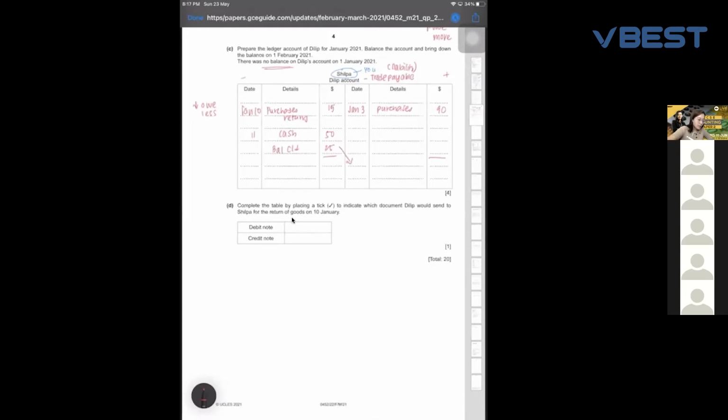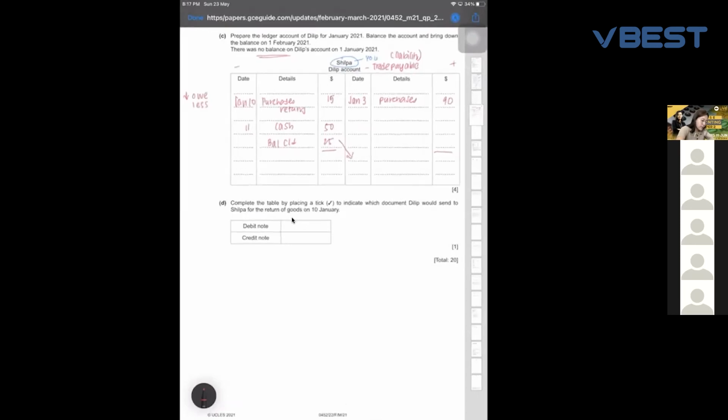Okay, now the next one. Complete the table by placing a tick to indicate which document Dealer sent to Shilpa for the return of goods on 10 January. First of all, you must understand debit note is always a no entry one. Why do we say no entry? First, what is a debit note? It's a document that the buyer sent to the seller.